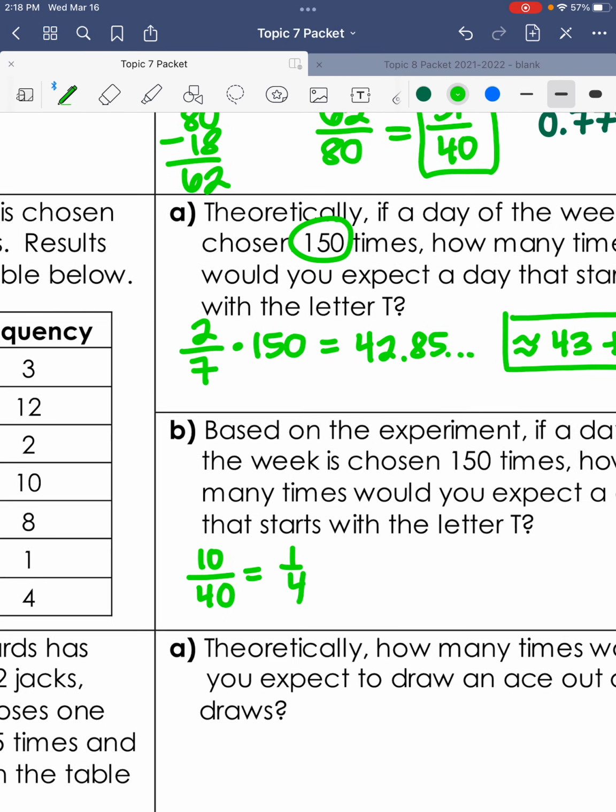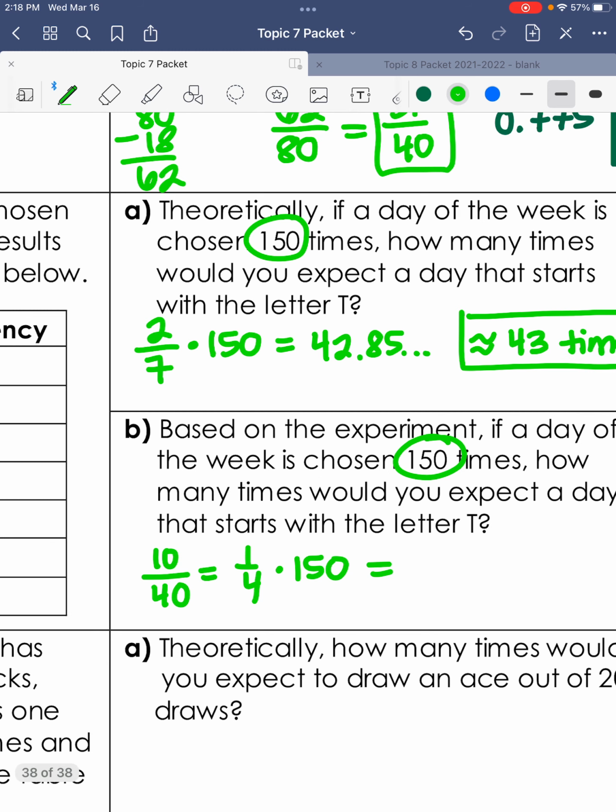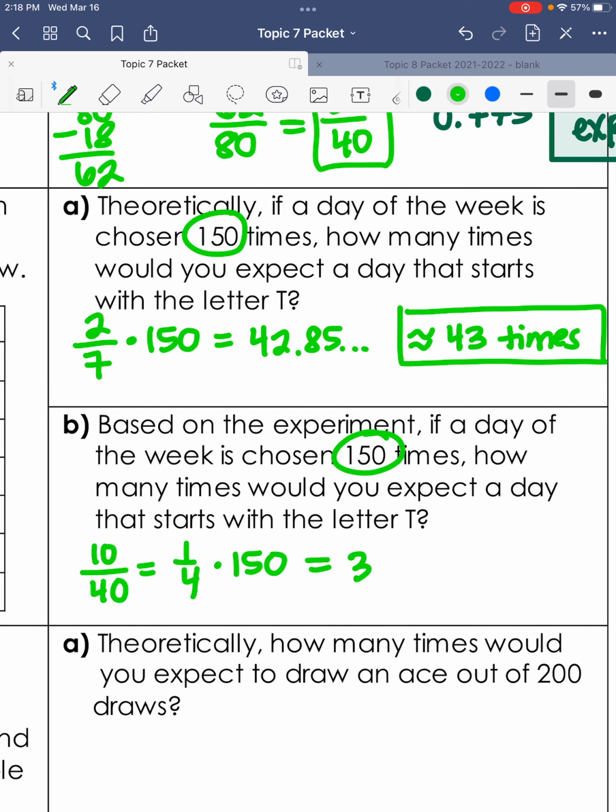Okay, now if it's chosen 150 times, I'm going to multiply that times 150, and that's how we're going to predict. So we've got 1 divided by 4 times 150. And when I put that into my calculator, I get 37.5. Now again, we don't want a decimal, and because I've got a 0.5, I'm going to round up. So I'm going to say about 38 times.